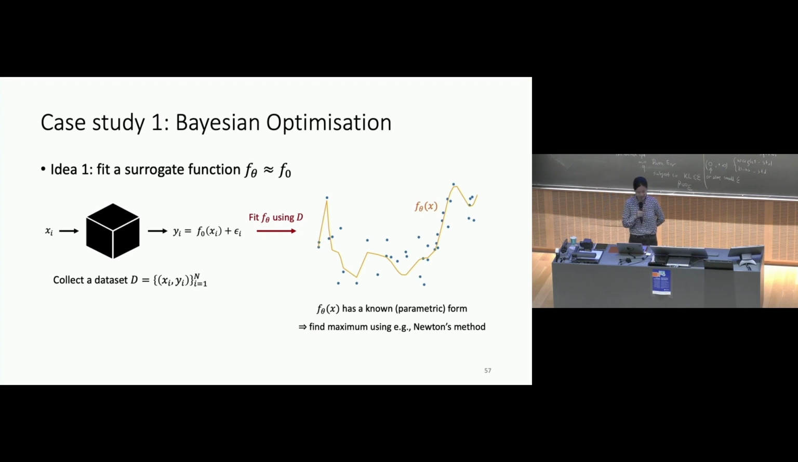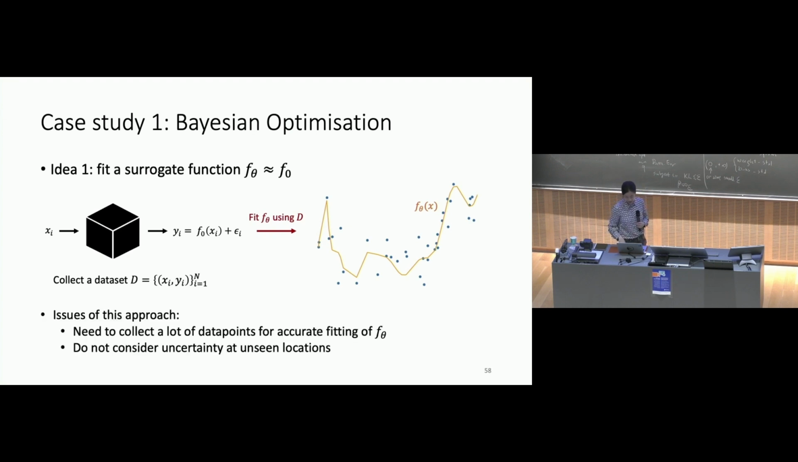Simple, but definitely makes sense, right? But the interesting question here will basically be, how many data points you actually need to query from this black box in order to achieve a good fit of this ground truth function f0. So that's the first question, right?